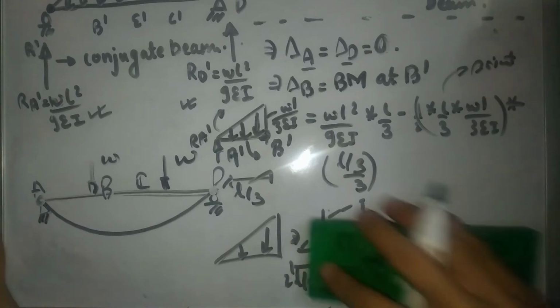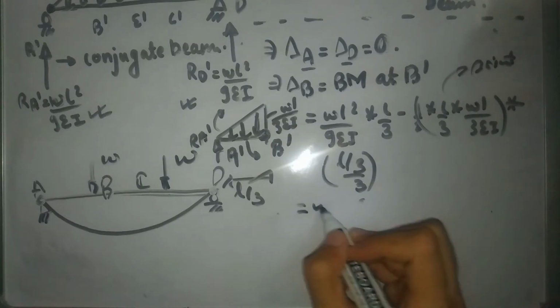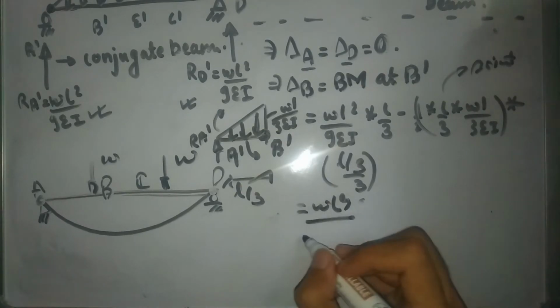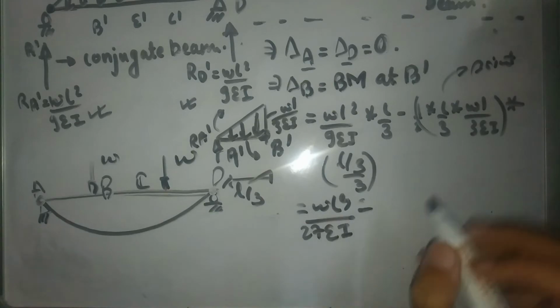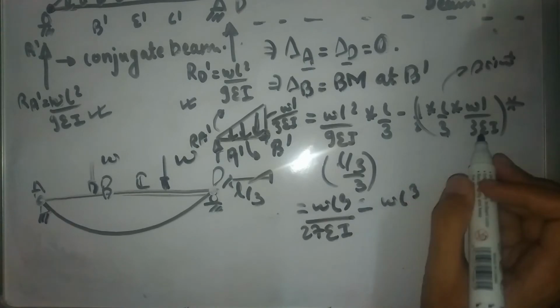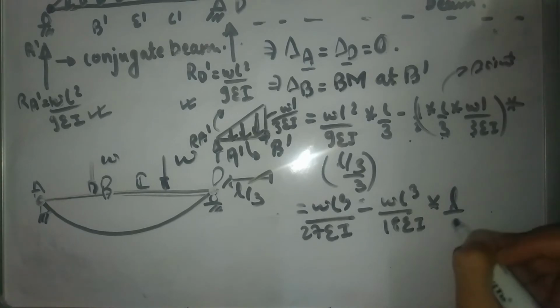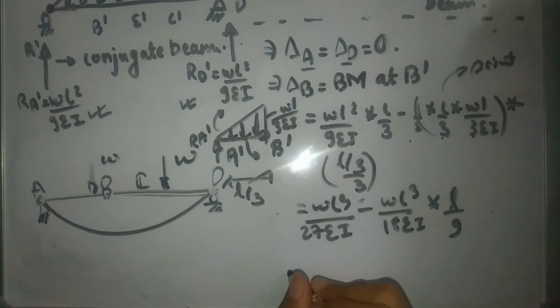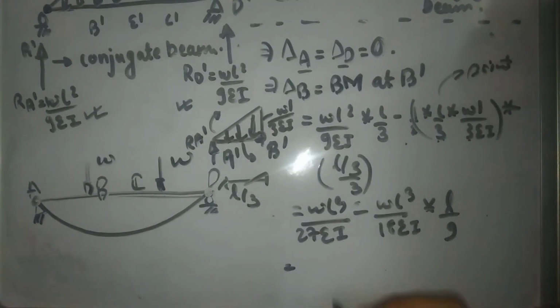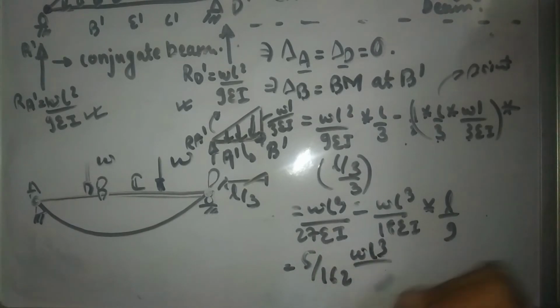After doing this, we are going to get our deflection at point B as well, which is going to be equal to WL cube by 27EI minus WL cube by 18EI into L by 9. So if we solve this, we are going to get our value, which is going to be equal to 5 by 162 WL cube by EI. Similarly, we can calculate our deflection at C.